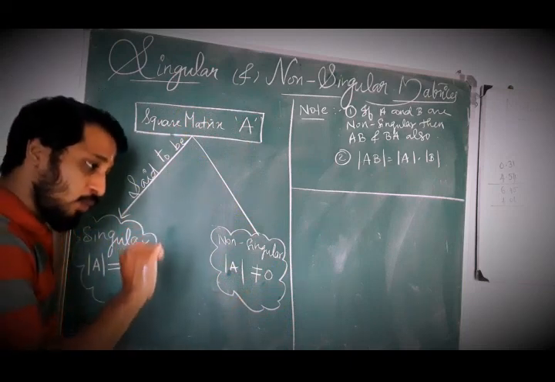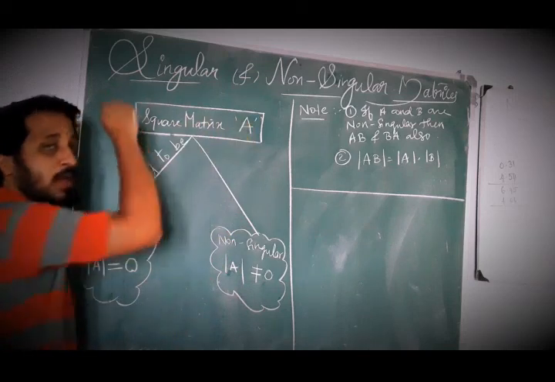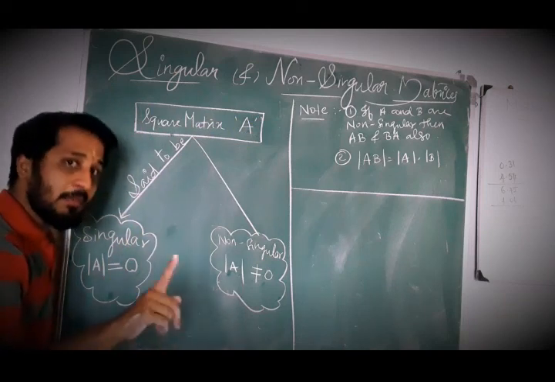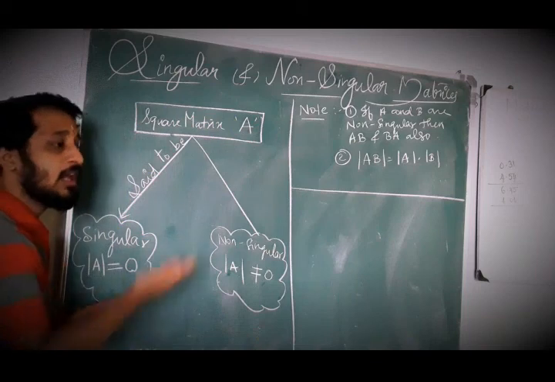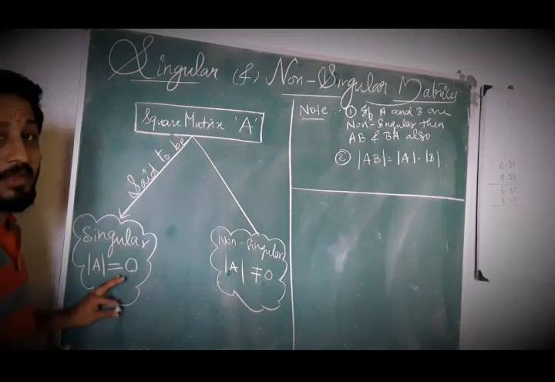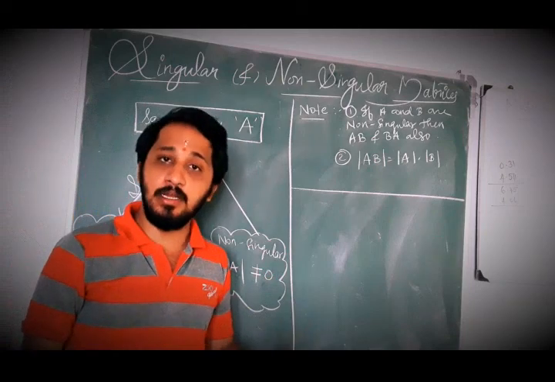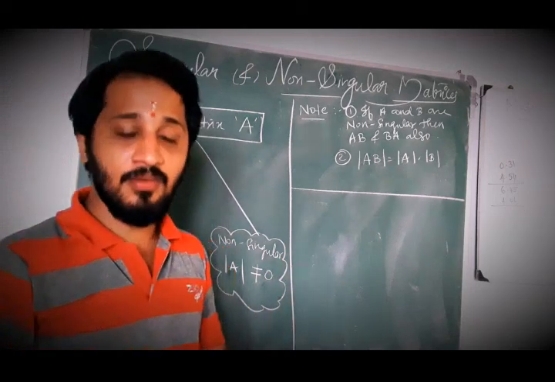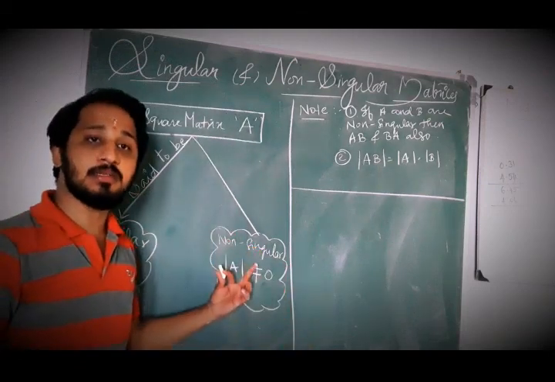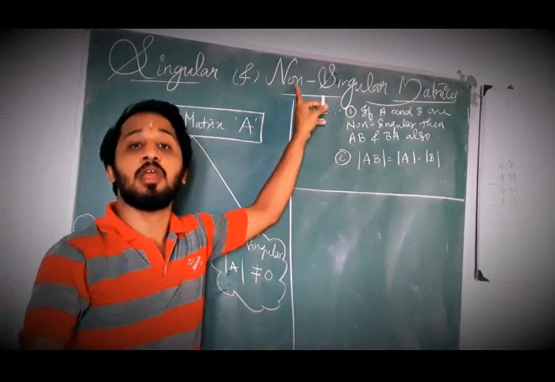That means if you want to define a singular or non-singular matrix, the matrix has to be a square matrix. That's why you can find the determinant, right? If you want to find the determinant, the matrix has to be square. That's the same condition. Is it clear? So once again I repeat, a square matrix capital A is said to be a singular matrix if determinant A is equal to 0, and a non-singular matrix if determinant A is not equal to 0.